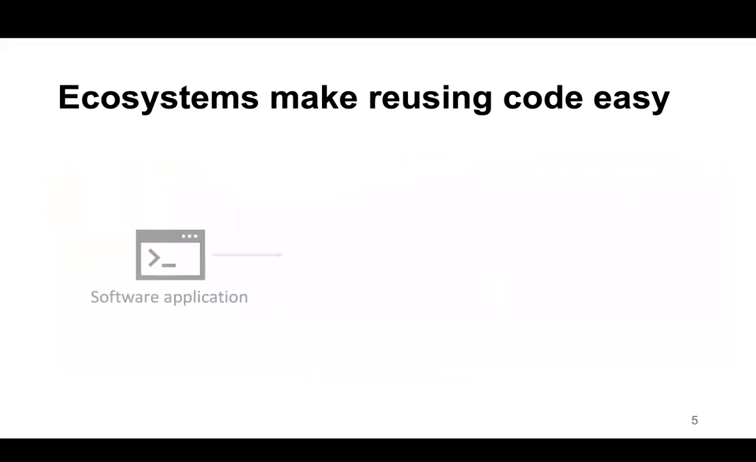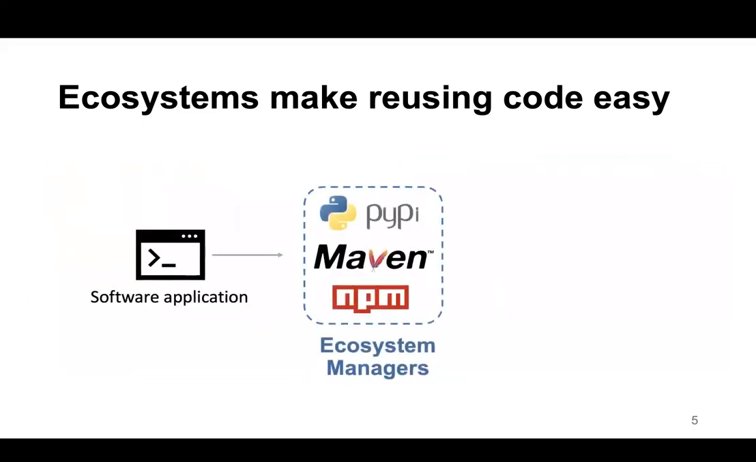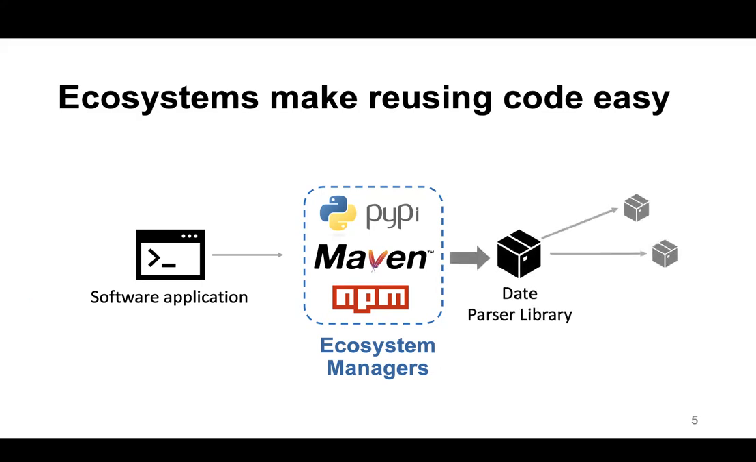The reason why we reuse so much code, libraries, and frameworks is that it became quite easy to do so. This is due to what we call software ecosystems or ecosystem managers. If you program in Python, you know what PyPI is, because you probably had to install many of the libraries using PyPI. Maven for Java, and npm for JavaScript. All of this makes using other people's code much easier.